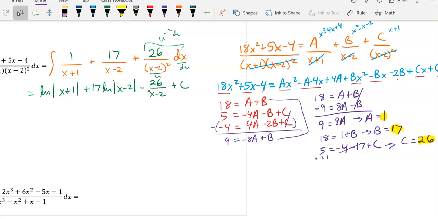Okay, and then as far as what I can combine, I am going to combine my two natural logs. So I have the natural log of absolute value x plus 1 times x minus 2 to the 17th, and then minus 26 over x minus 2 plus c.